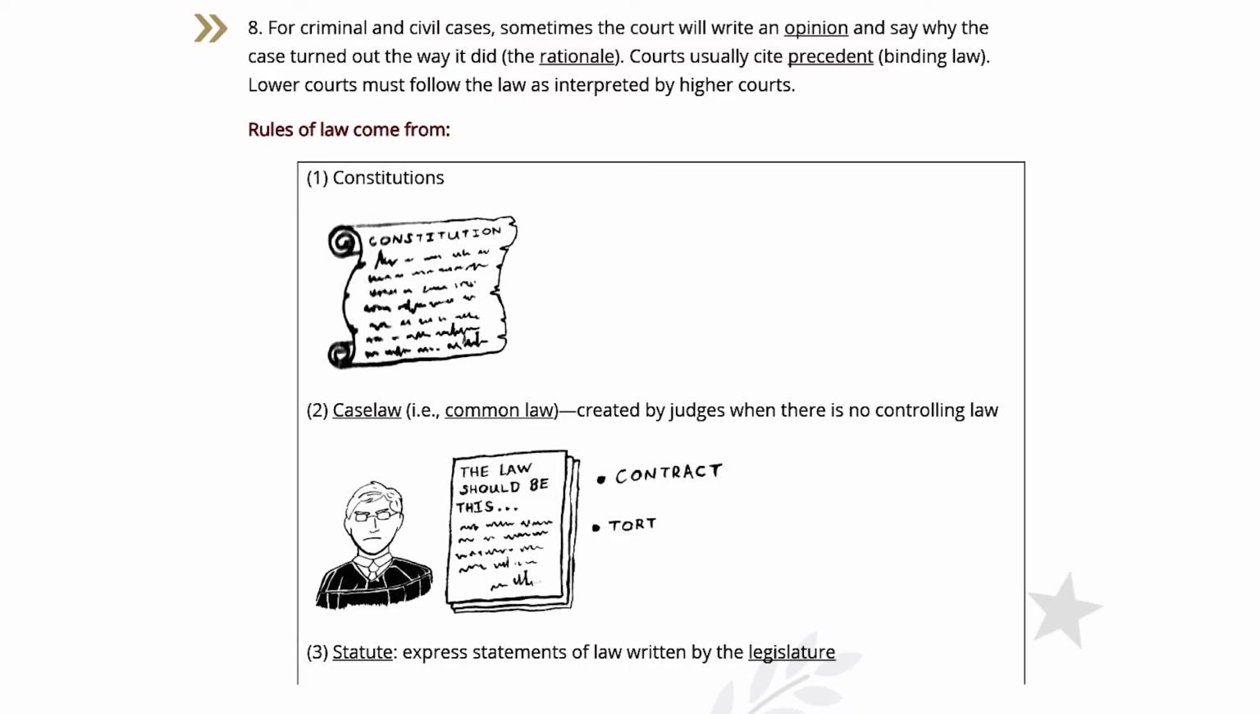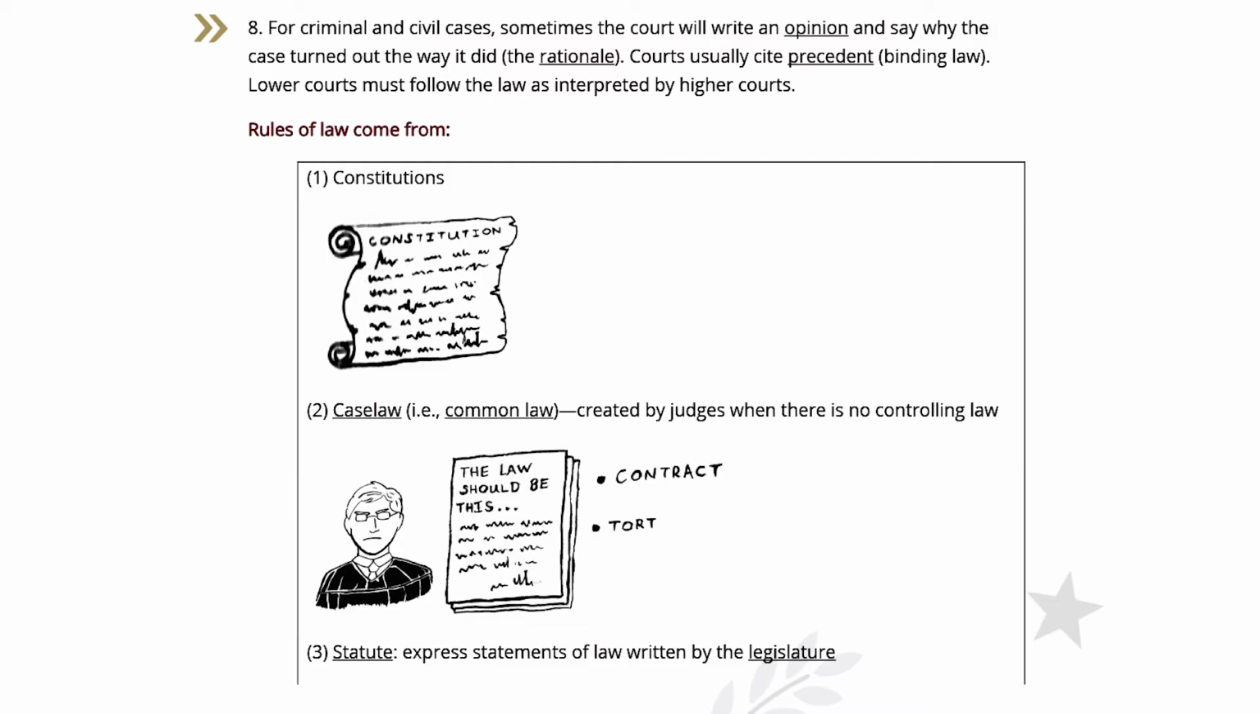Courts usually cite precedent, which is binding law. Remember that lower courts have to follow the law as interpreted by higher courts. So for example, if the Supreme Court of the United States says something, they're the highest court in the United States. So all the other lower courts have to follow what they say. And this is true for any court. Any court that is above the court making the decision, that court has to follow whatever the higher court said.